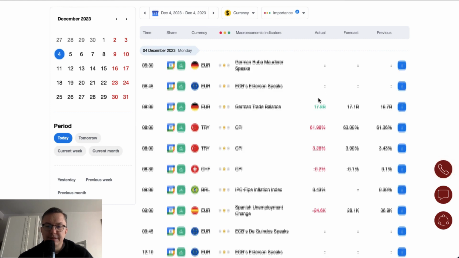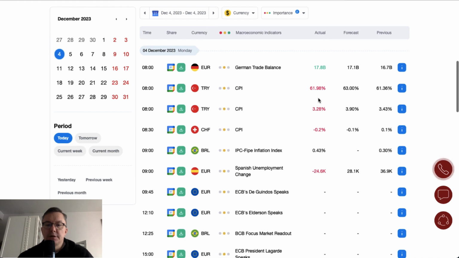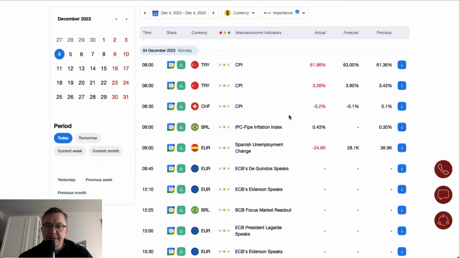At the very dawn of the day, we got the German Buba Mauderer speech, and then we got the Elderson from the ECB speech as well. The data for the German trade balance was a little bit bigger than expected, 17.8 versus the 17.1, and the CPI data from Turkey had been released as well.